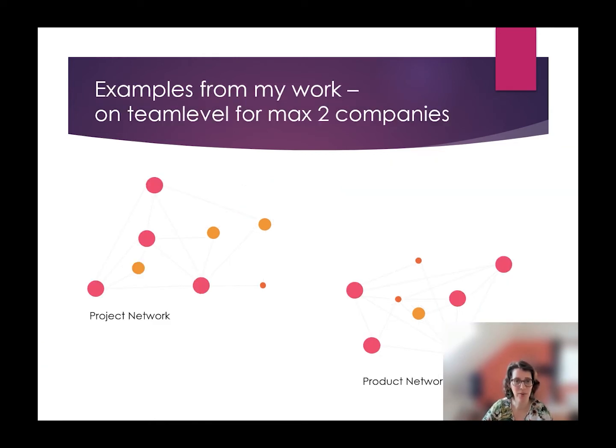And here I brought you two examples from my work, and they are on a team level for a maximum of two companies. So you need to imagine that the company where this example was created was actually a corporation that consists of multiple companies. And in each of these networks, you could have different companies collaborating. So there's on the one hand the project network and the product network. And you also see that the networks are pretty different, because it really much depends on who is there. And yeah, you also see that you have these different roles that we discussed before, and the teams in these two examples do not need to be the same.